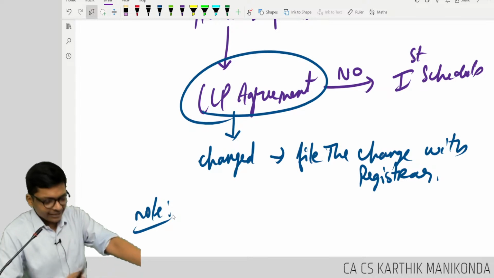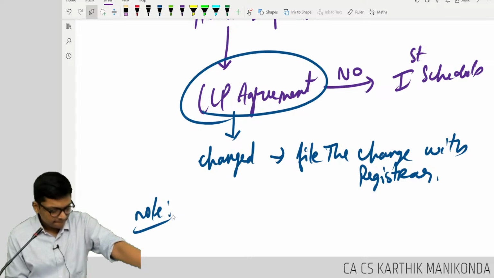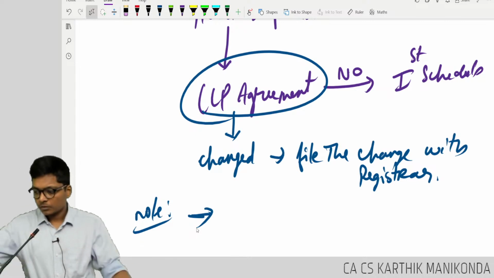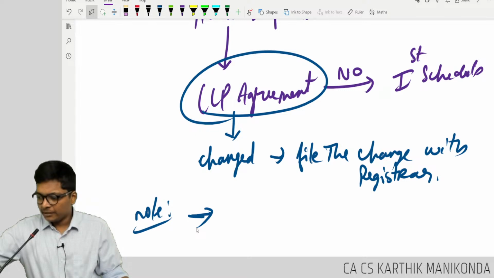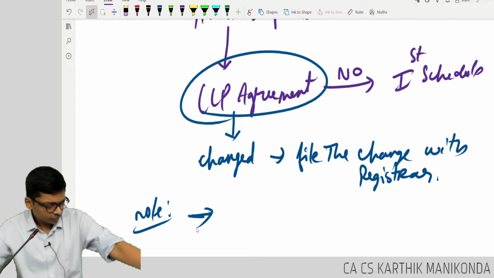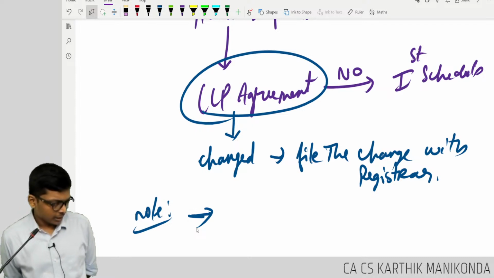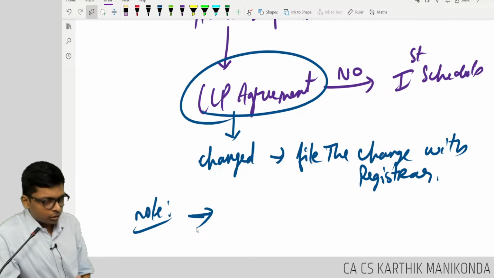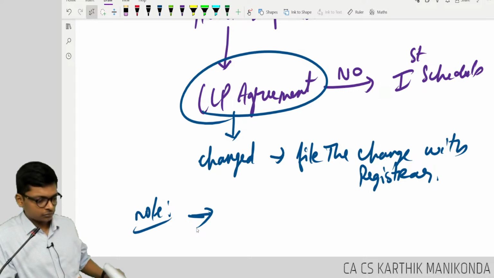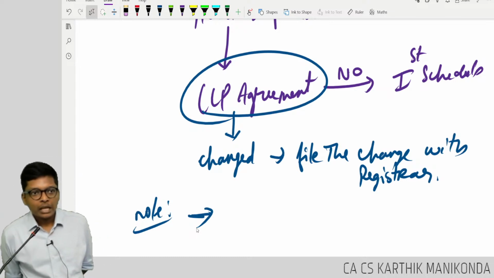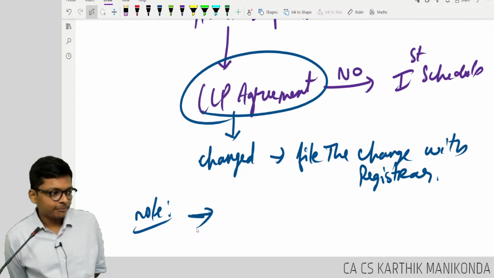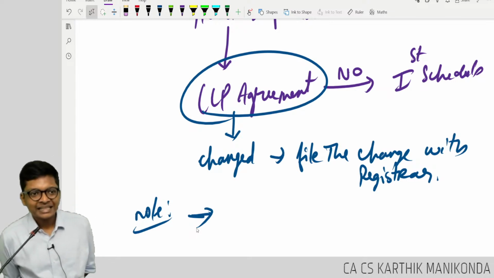Write a note. Note, I am dictating, write down in the same section. Where an agreement is made among partners before incorporation of LLP, such an agreement is valid if all the partners ratify the same.